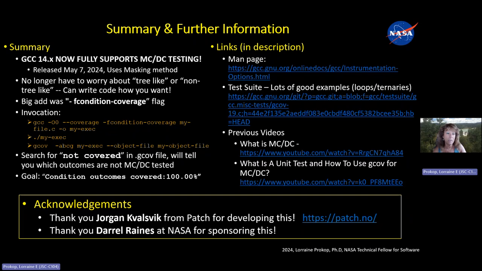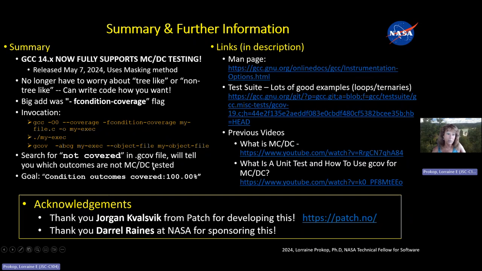But the big add was this condition coverage flag. What I have here on the page shows how to invoke it. You use the --coverage and -fcondition-coverage compiler options for GCC. You run your code and then do gcov with these flags, and what you get will be coverage results. When you run gcov, you are looking for a line that says condition outcomes covered 100%. If you have that, you have 100% MCDC.